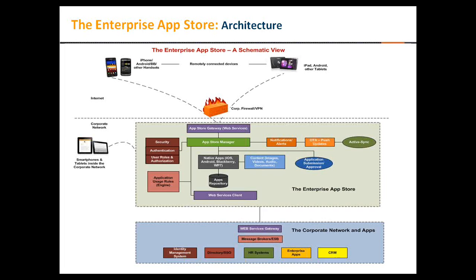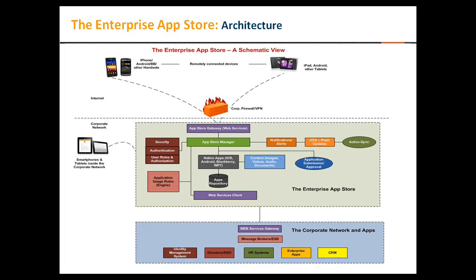So it's good to have an App Store gateway, which will be the unified web services, right? All of the devices go through this single unified layer, and they come into the App Store Manager, which is the central controller for the App Store on the server side. Then you can have components for notifications and alerts. You can have components for over-the-air updates, push updates, for example. You can have an active sync component, which will be able to determine what is available on the server and what is available on different devices and keep track of the sync.